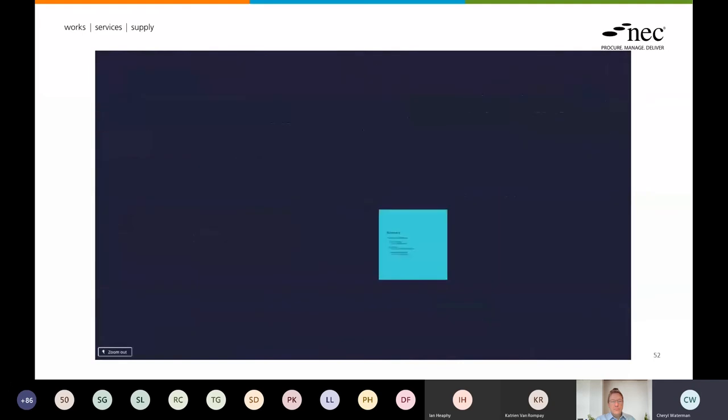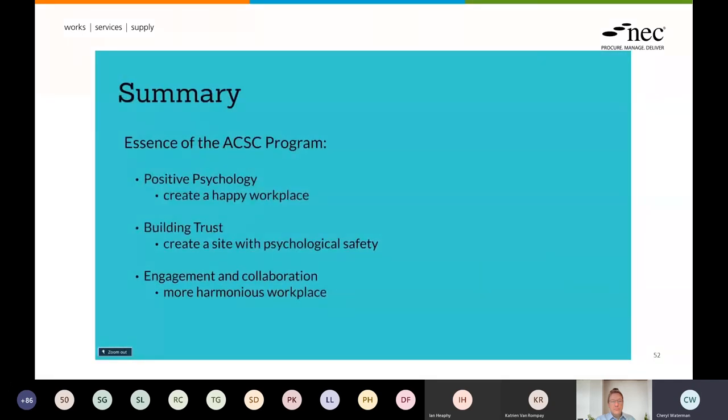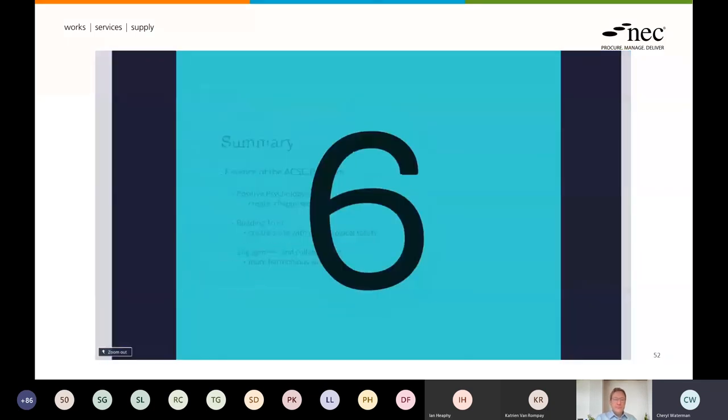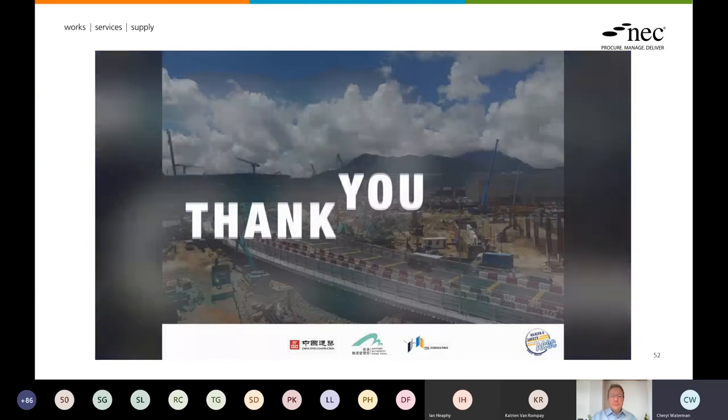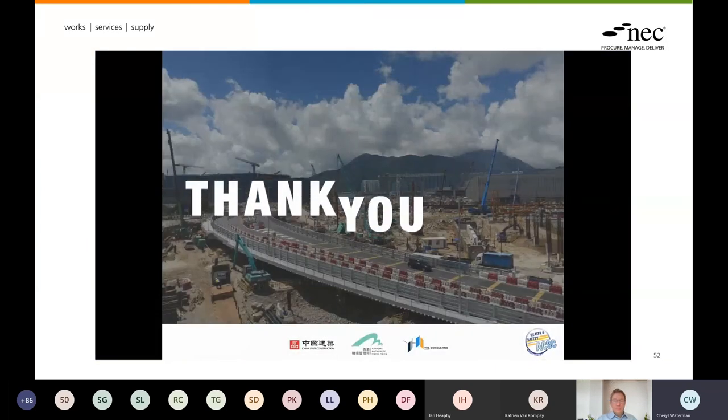The essence of the program is to use a positive psychology towards safety that will deliver results that can be measured, while at the same time create a happy workplace. By building trust between workers and management, we create a site with a safety culture where people are able to express issues and concerns. Engagement and collaboration between workers and management creates a more harmonious workplace where all matters can be discussed to create a better safety culture.